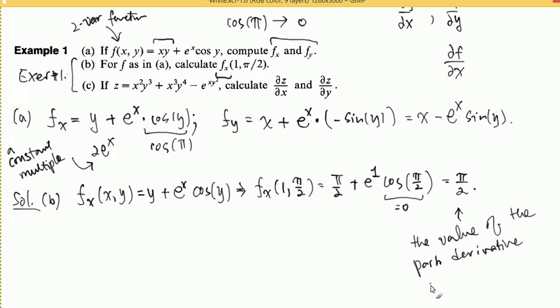So if I continue like this, the value of a partial derivative at where? 1 comma pi over 2. At that point, 1 comma pi over 2, the value of the partial derivative is pi over 2. But partial derivative, the word itself, is referring to a function. All right? Let's go and continue part B.